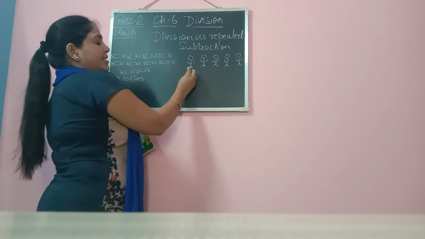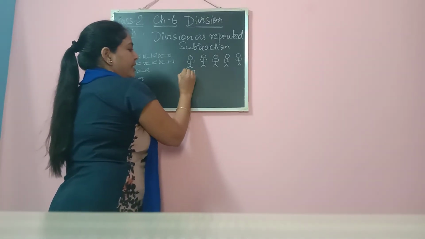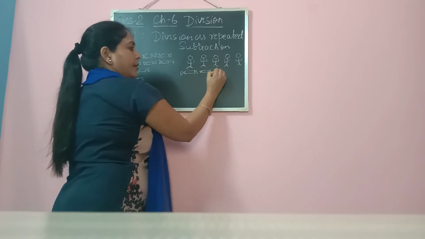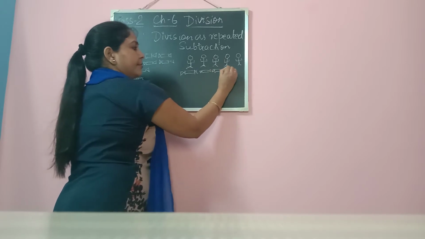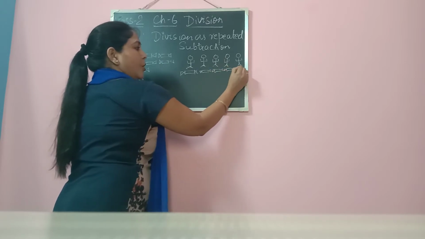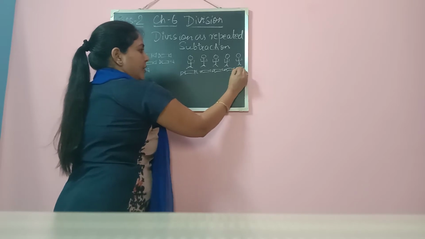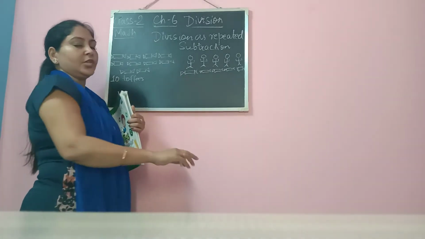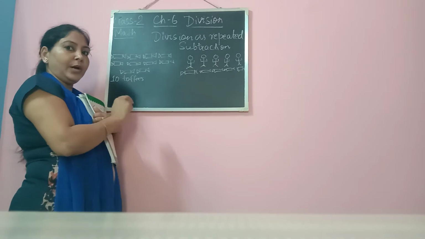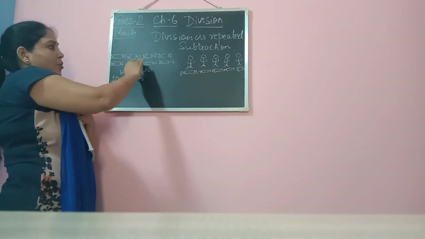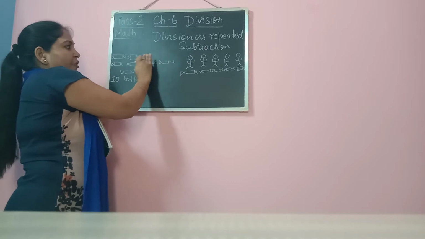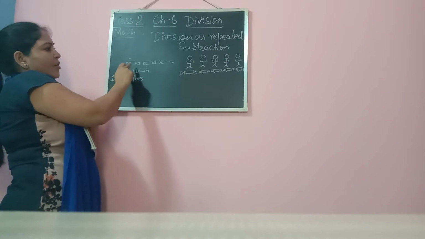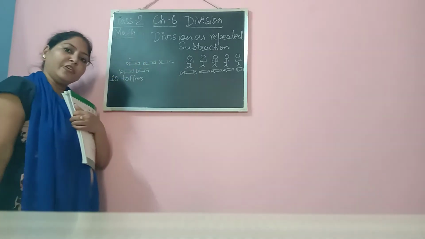So let us start. First, we'll give one toffee to each. All are getting one toffee, right? Now, how many toffees have I given? I have given one toffee to each. So, how many toffees do I have now? 5 toffees I have already given, so I will just erase 5 toffees from here. Now, see how many toffees are left? 1, 2, 3, 4, 5. 5 toffees are left with me.